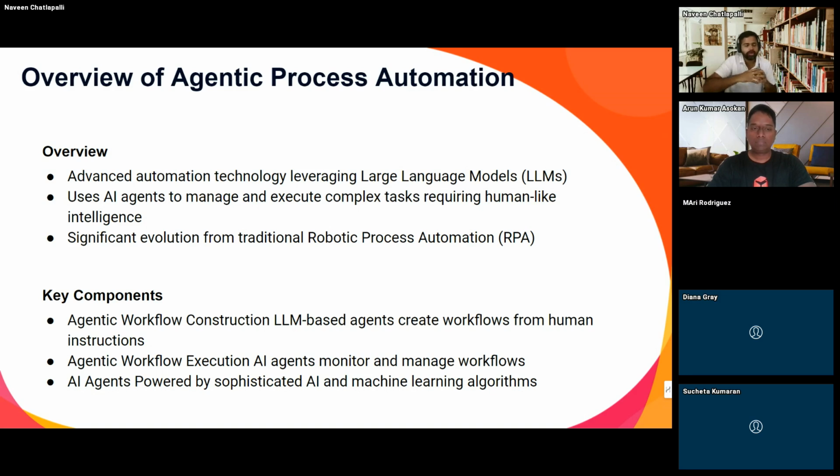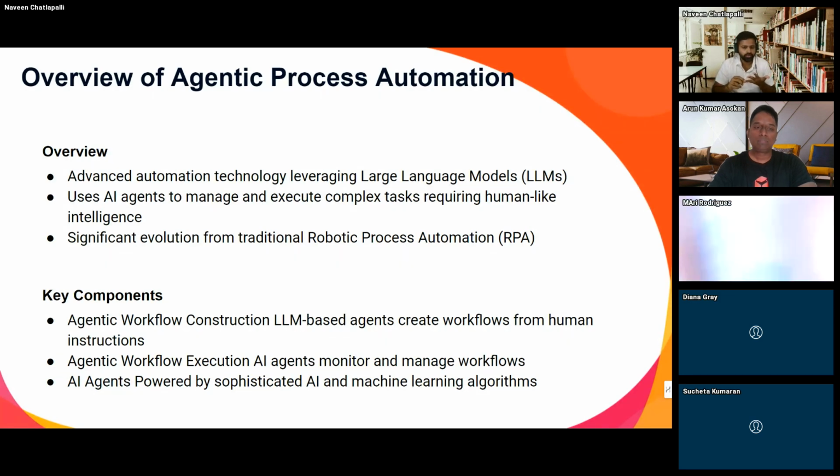Coming to the key components, we are also talking about LLM based agents, which create workflows from human level instructions, be it voice, a document, a process flow, or anything.